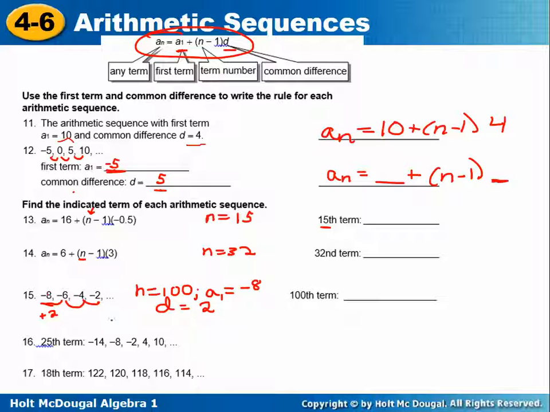In number 16, n is 25. The first term is a sub 1, and I'm not sure what the common difference is yet. We'll have to go from -14 to -6, and -6 to -2, and -2 to 4, and 4 to 10. The 4 to 10 one is the easiest. I know in my head that if I added 6 to 4, I'd get 10, so you can go back and check if that works for all of the other ones as well. And then once you know what a sub 1 is, what n is, and what d is, you plug that into the formula, simplify, and solve.